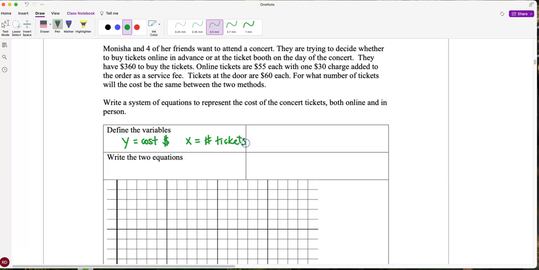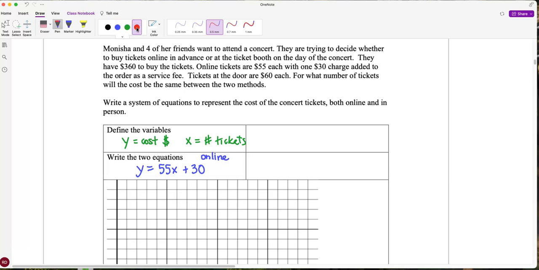Now, how do I know to pick that? Well, the cost depends on the number of tickets, okay? You basically determine how many tickets you get, and that's going to make your cost. So I have two equations. In the first situation, the cost is going to be what? $55 for every ticket plus a $30 charge. And so this is the online option.